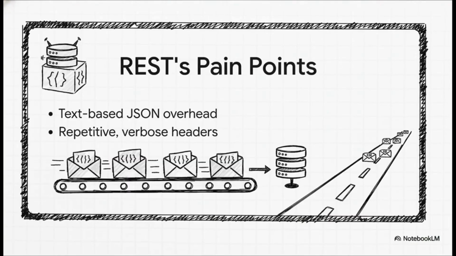And here's where the friction really comes from. First, you've got JSON. It's great for us humans to read, but for a machine to constantly process that text, it's heavy. Then, on top of that, you have all these wordy headers on every single request. And the real killer, it's all built on HTTP/1.1. Think of it like a single-lane road. Only one car can go through at a time. So when you have thousands of cars trying to get through, you get a total traffic jam. That's your data bottleneck right there.